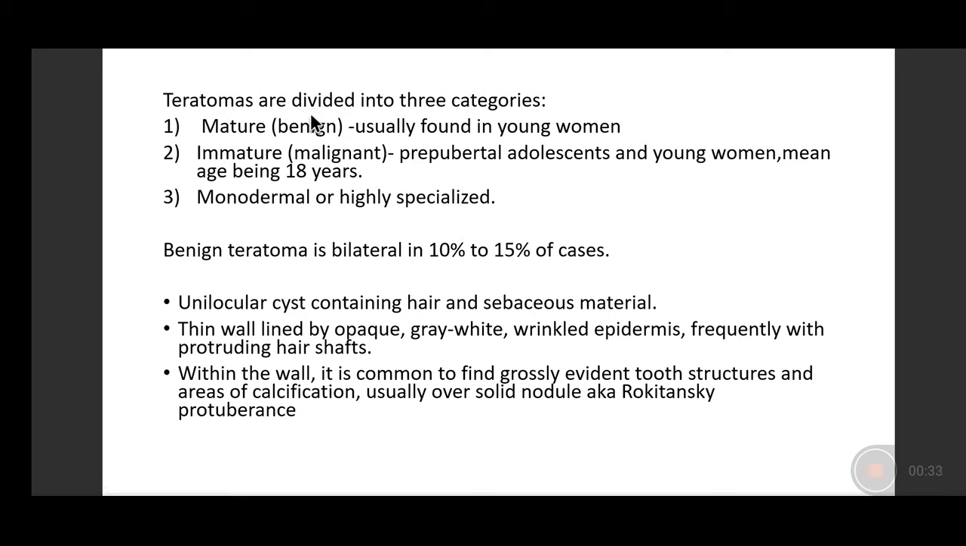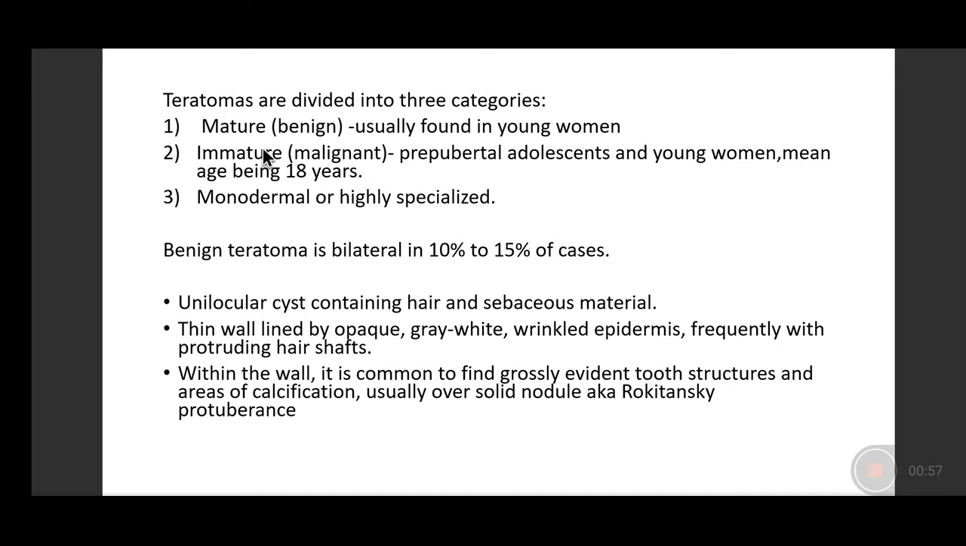Now teratomas are the group of neoplasms in which you find varying proportions of all the three germ layers. The structures are formed from all the three ecto, meso, and the endodermal linings. The mature or benign teratomas are usually found in young females, while the immature ones have the malignant potential.